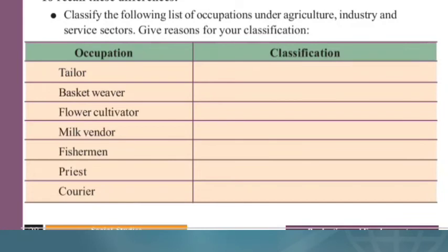Priest, you know that, and courier. So these are all services only, service oriented. Priest means, you know that, sir, courier, giving services. Next one here, workers in match factory. Here mentioned about factory, means it is related to industry only. Money lender.